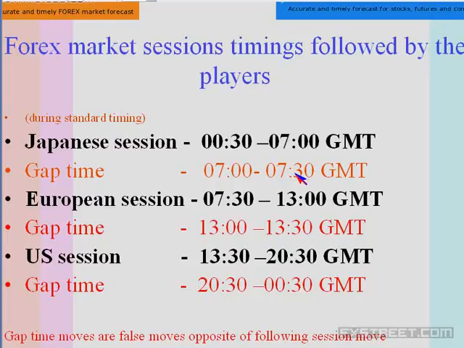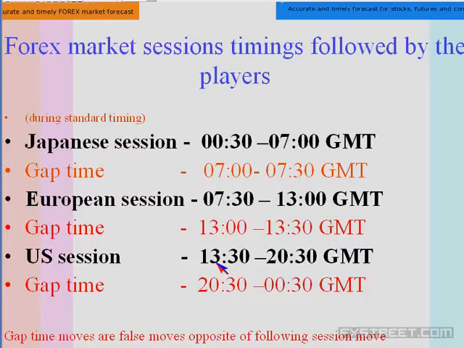You need to understand whether they are doing the stop filling or they are genuinely buying at a higher level. Similarly, at the lower level, are they doing the stop or are they really selling? You should be able to differentiate it based on the timings of the market. So the European session is from 7:30 to 13 GMT. Then 13 GMT is a gap time between the second session and the third session, which we can call the US session.